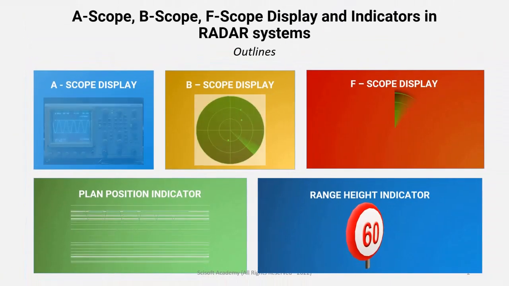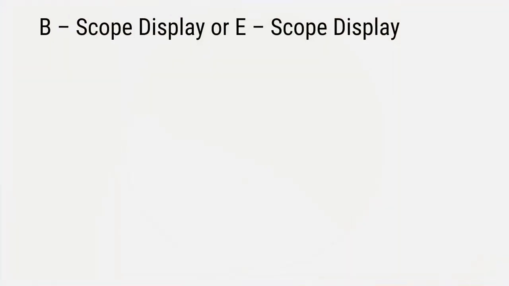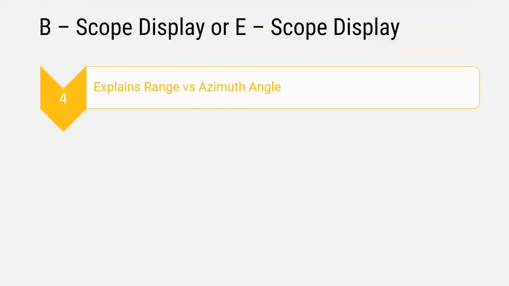When we go to the B-scope display, in this type of display we will have a different kind of graph compared to the A-scope display. Sometimes the B-scope display is also called the E-scope display, and here we have the graph between range and the azimuth angle. We already know what range is, and to explain the azimuth angle, let's take a picture for a clear understanding.